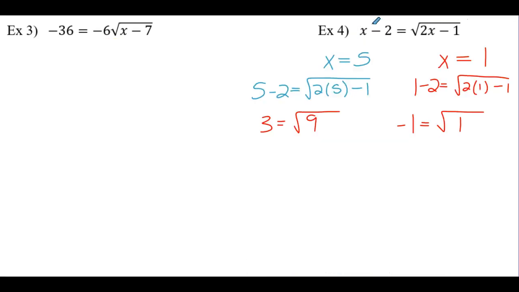So we can see here I plugged 5 back into the original problem. I plugged 1 back into the original problem. Now, which one of those obviously is not correct? The positive square root of 1 is not negative 1. So this one would be extraneous. And then x equals 5 does work. The positive square root of 9 is 3.